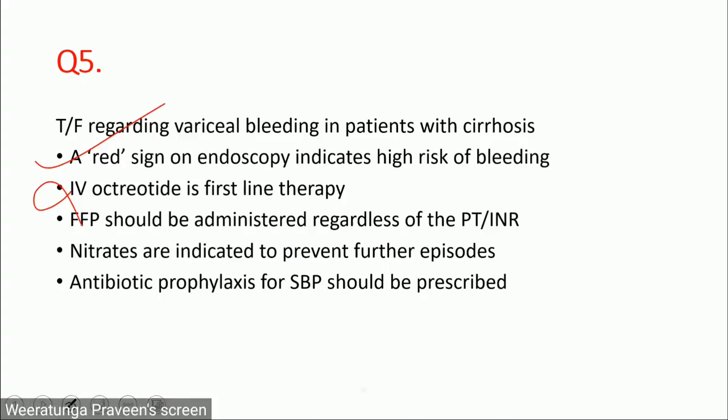So I would recommend never give FFP unless their PT/INR is grossly deranged, because you don't know what it's going to cause. Some people, even though they are bleeding, might have a high risk of thrombosis if you give them too much FFP. Right? So you'd be very careful. Look at the INR and then give the FFP.